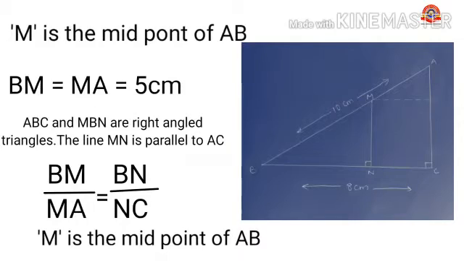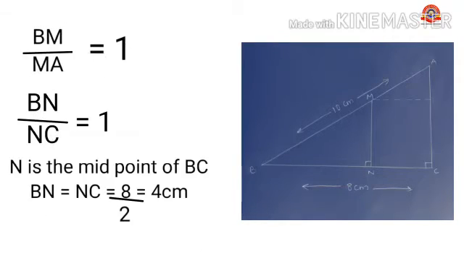Now, BM by MA is equal to BN by NC. Since M is the midpoint of AB, BM by MA is equal to 1. So, BN by NC is equal to 1. That is, N is the midpoint of BC. Therefore, BN is equal to NC is equal to 8 by 2, which is equal to 4 centimeter.